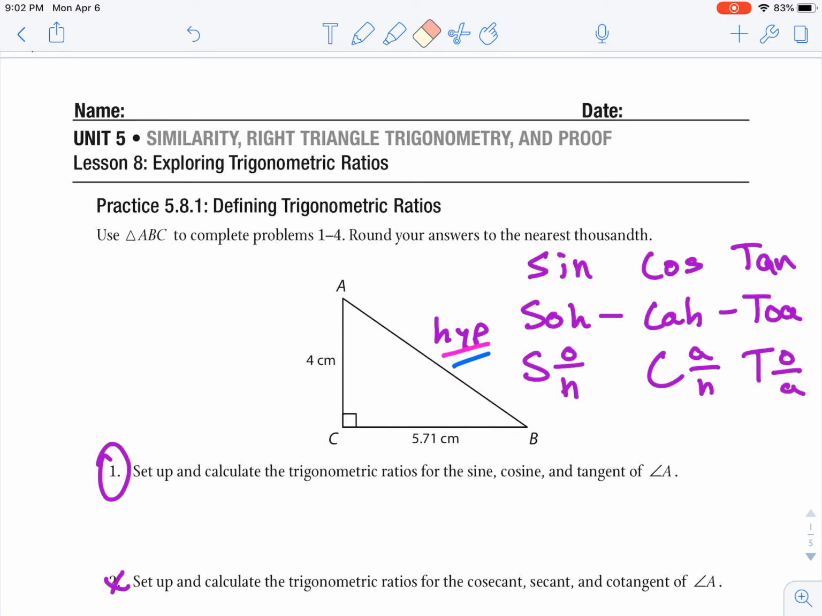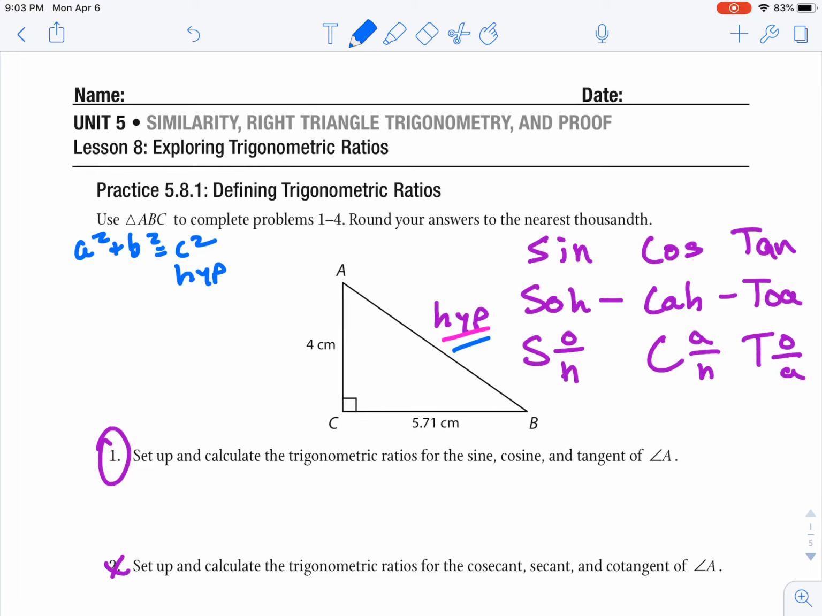Now the directions are going to say find sine, cosine, and tangent, so we need all 3 sides. The first thing we have to do is find AB. We have to use the Pythagorean theorem. A squared plus B squared equals C squared. That has nothing to do with these 3 letters, but C is always the hypotenuse. So 4 squared plus 5.71 squared equals C squared. Let me get my calculator.